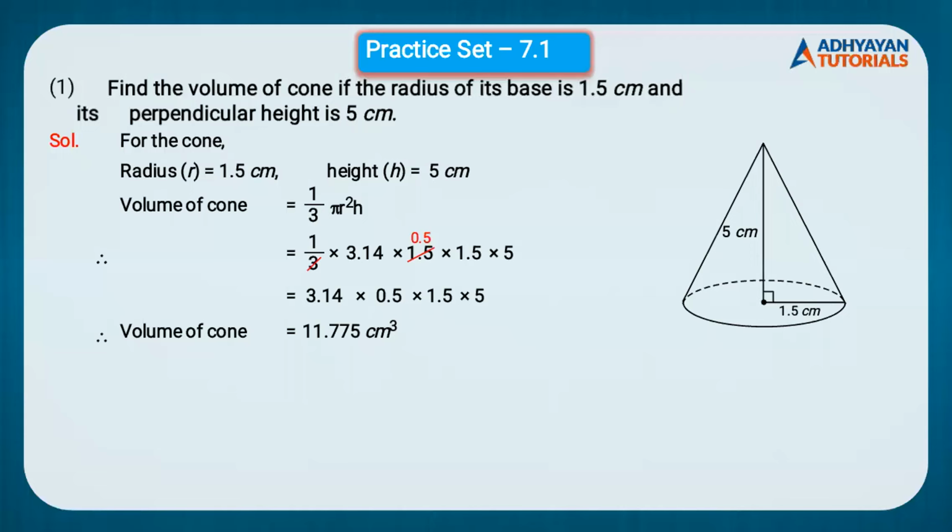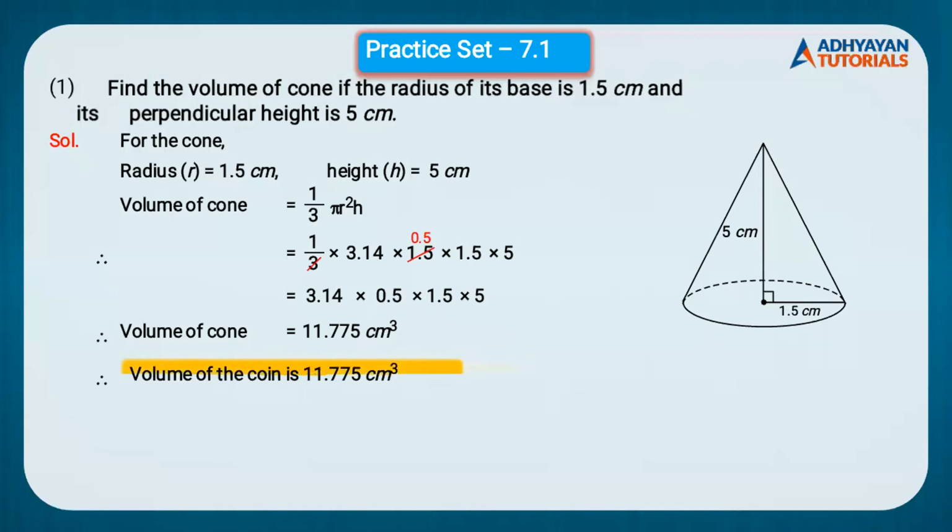11.775 centimeter cube. Again, the most important part is to remember the units. Don't forget to write the units. Here, we are dealing with centimeter in the sum, and the final answer we have to find is of volume. I have already told you all in the last lecture as well: whenever we are dealing with volume, the unit should be in terms of cube. For area, the unit is in terms of square, but in case of volume, the unit is in terms of cube. So finally, we can say therefore volume of cone is 11.775 centimeter cube.